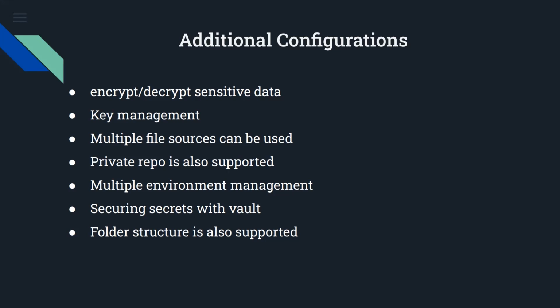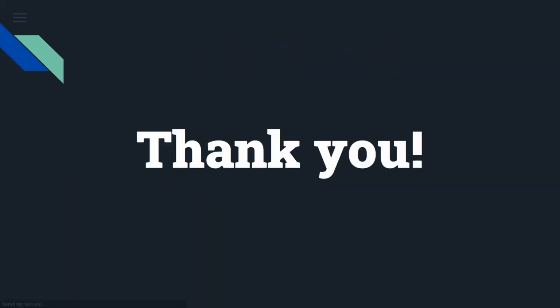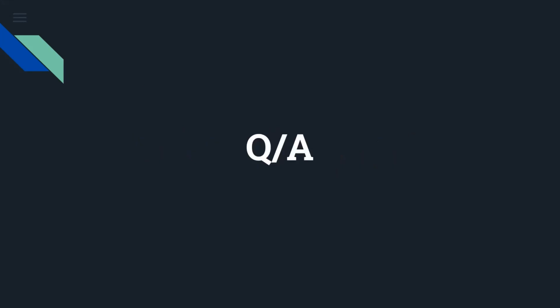That is, we can keep our files in a folder structure. The development folder will have all the files from the development side, and the QAT folder will have the files from the QAT side. We can also secure the secrets via Vault. And yeah, so these are the additional configurations that we can do. Are there any questions?